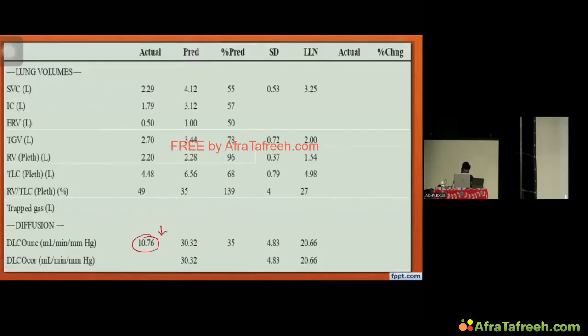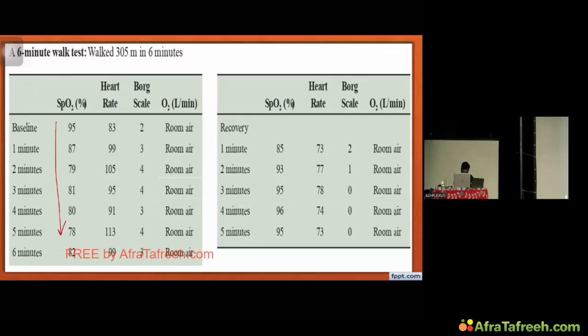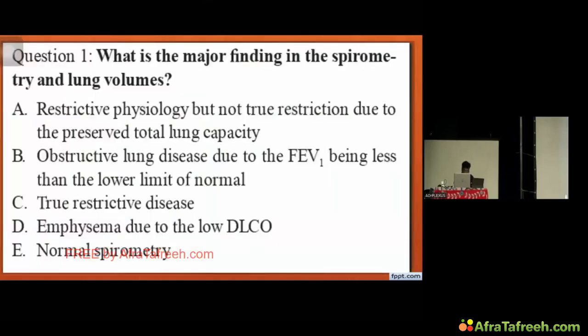What is the major finding in spirometry and lung volumes? What happened to the TLC here compared to the predicted? It is decreased. Then what happened to the IC? It is also decreased. So both are decreased with the DLCO decreased. It is going to be truly restrictive disease. Restrictive disease means usually decrease in the FEV1/FVC ratio, decrease in the lung volumes with the DLCO decrease. So this is a truly restrictive disease, because it is an interstitial lung disease with exertional dyspnea.